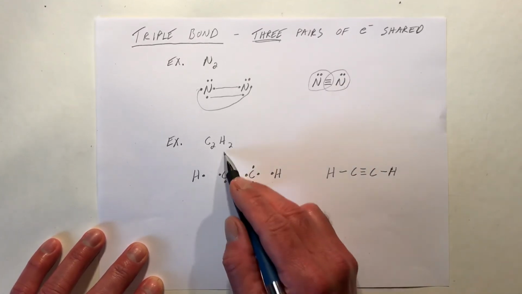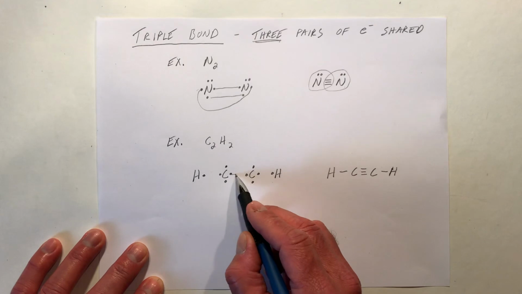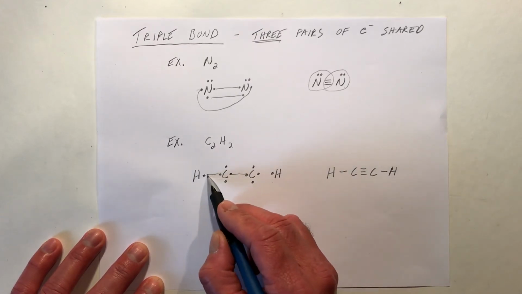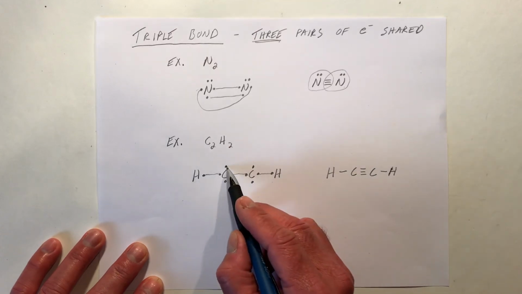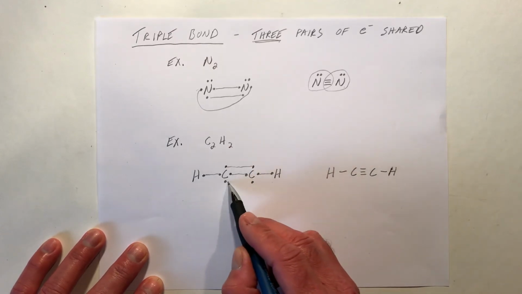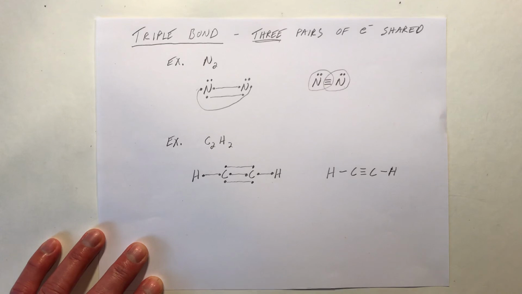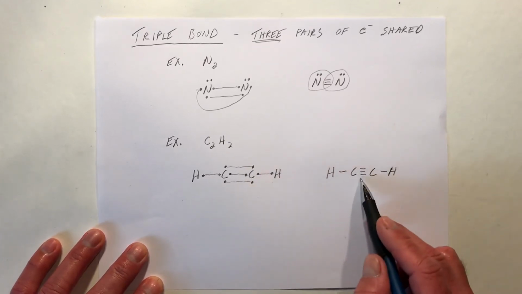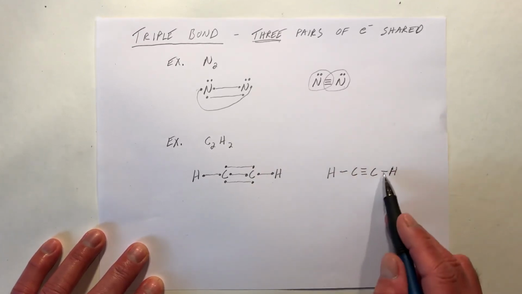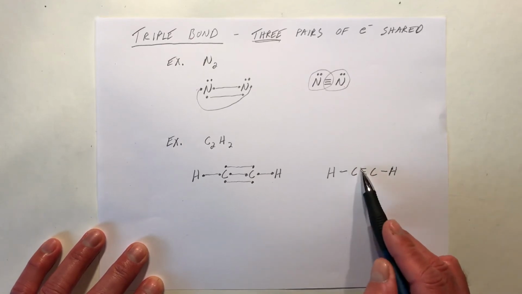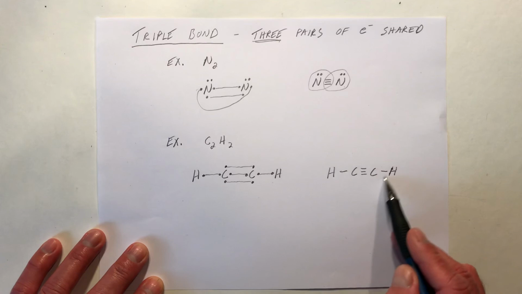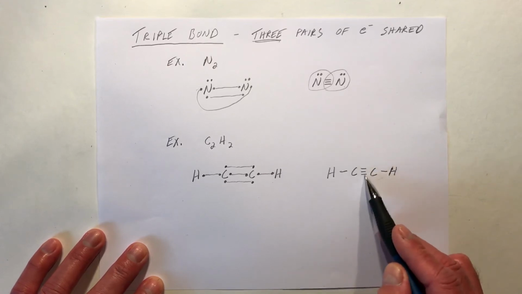Here's another example, C2H2. Connect the central atoms. Connect the center atom to the outside on both sides of the molecule. Then connect any single electrons that are still there between the central atoms. So we get a triple bond between the 2 carbons, a single bond to that hydrogen, and a single bond to that hydrogen. Notice that around this carbon there are 2, 4, 6, 8 electrons. Around this carbon there are 2, 4, 6, 8 electrons.